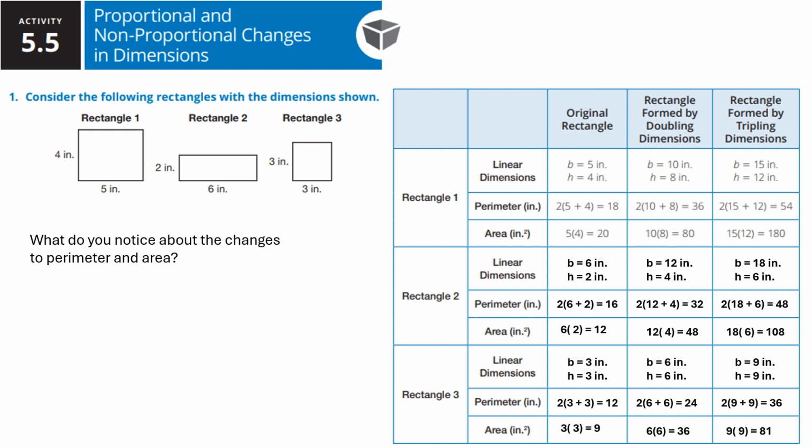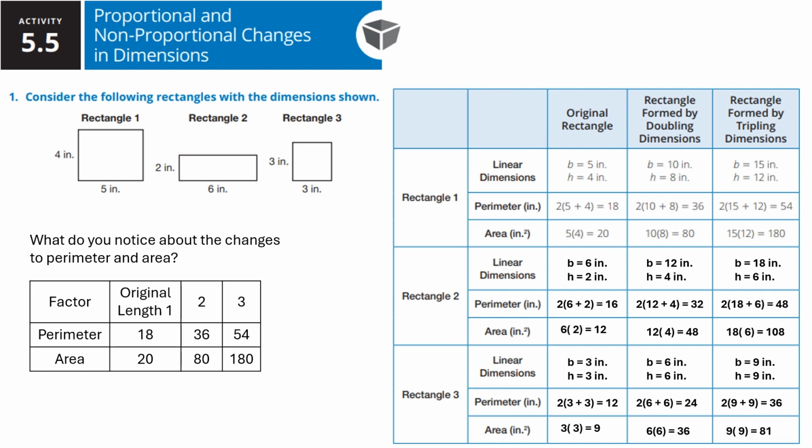To help see what happens, I constructed a table. The table only shows the original dimensions, doubled, and tripled. However, if you observe the perimeter you might notice that the perimeter changes from 18, 36, 54, meaning that perimeter is multiplied by the factor it was increased by.